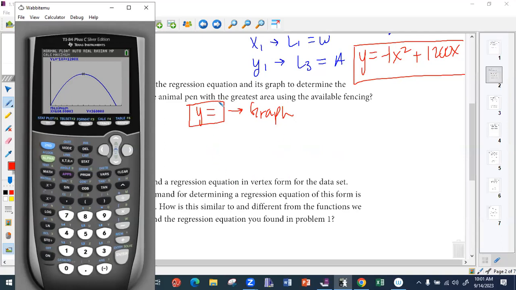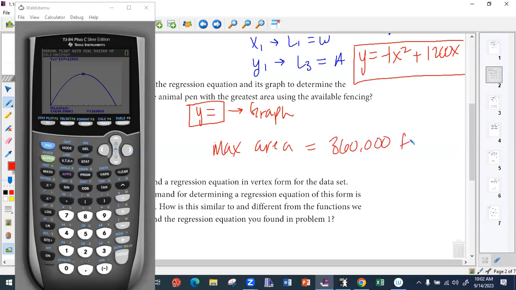So answer the question, what is the greatest area? 360,000 square feet, right? So that's what you're writing in there. The greatest area is 360,000 square feet. We have less than 5 minutes. So our max area equals 360,000. It's square feet.